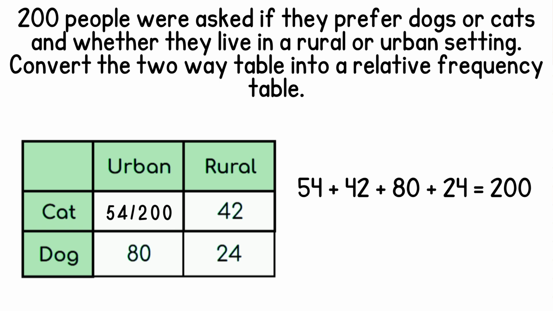We'll start by dividing 54 by the total of 200, which gives us an answer of 0.27, or 27%. Now we'll divide 80 by 200, which gives us 0.40, or 40%. Next we'll divide the 42 by 200, giving us 0.21, or 21%. Finally, we'll divide the 24 by 200, which gives us 0.12, or 12%. Now we've finished our relative frequency table, and we can see the pattern a lot clearer. We see that the highest population are those that live in an urban setting and prefer dogs.